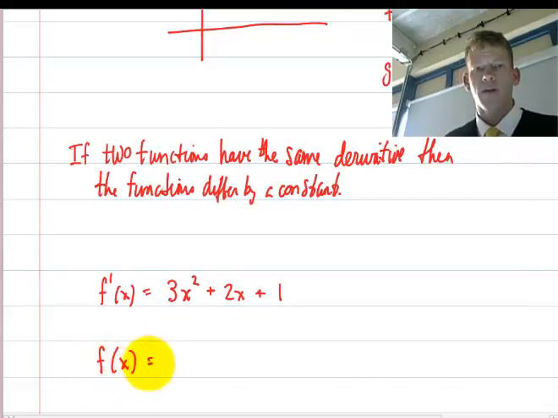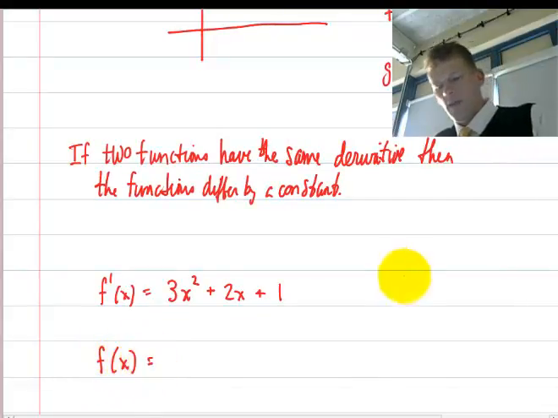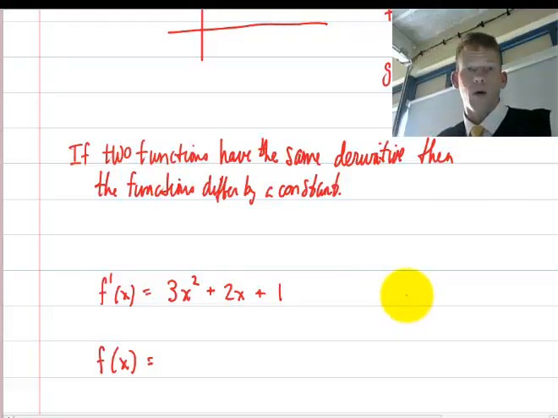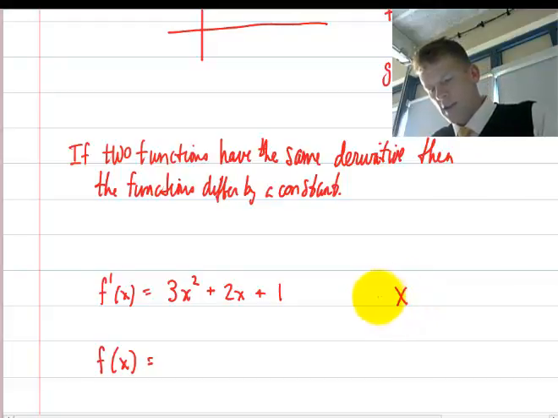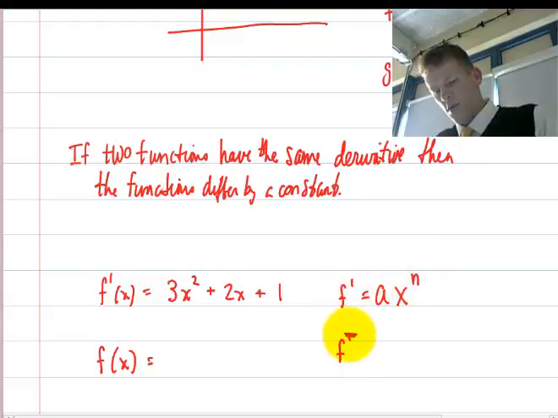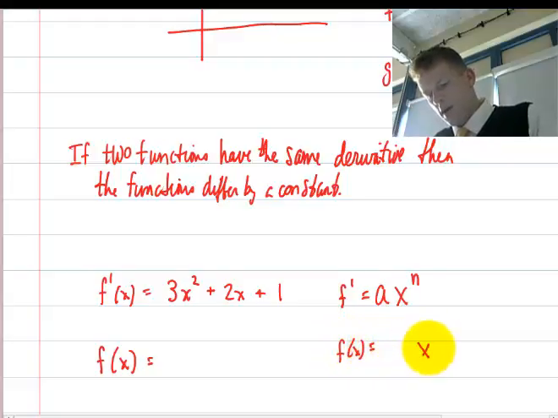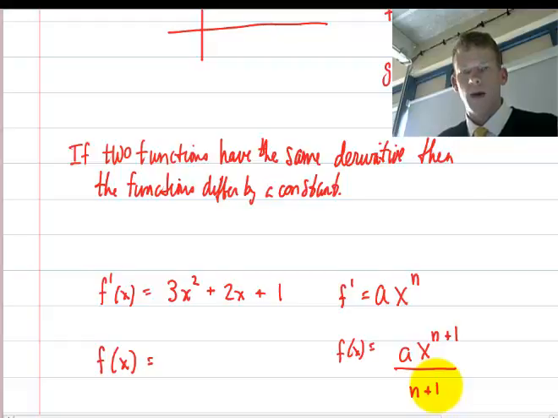The reverse process for a power function is this: if you have a function that is ax to the n, and this is the derivative, then to go back to the function, you would add 1 to the power, because when we differentiate we took 1 away from the power, and you would divide by the new power value. So basically this is the formula for it.